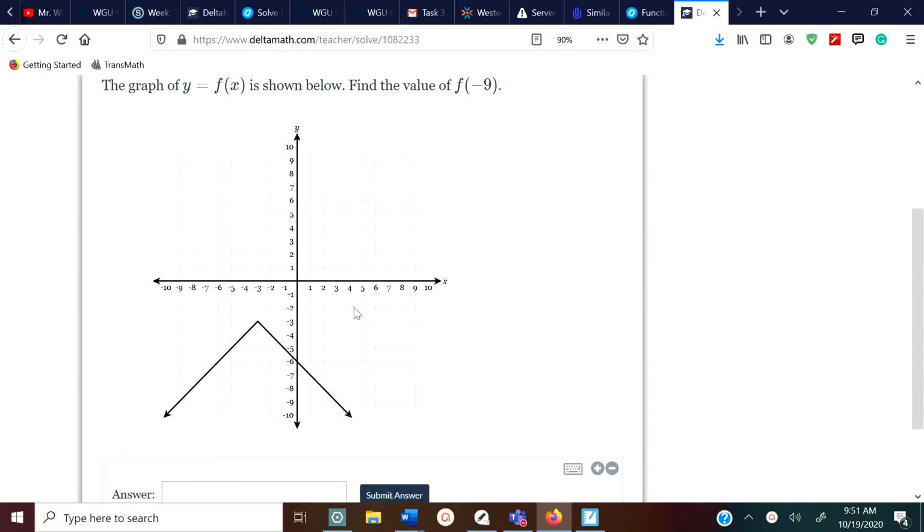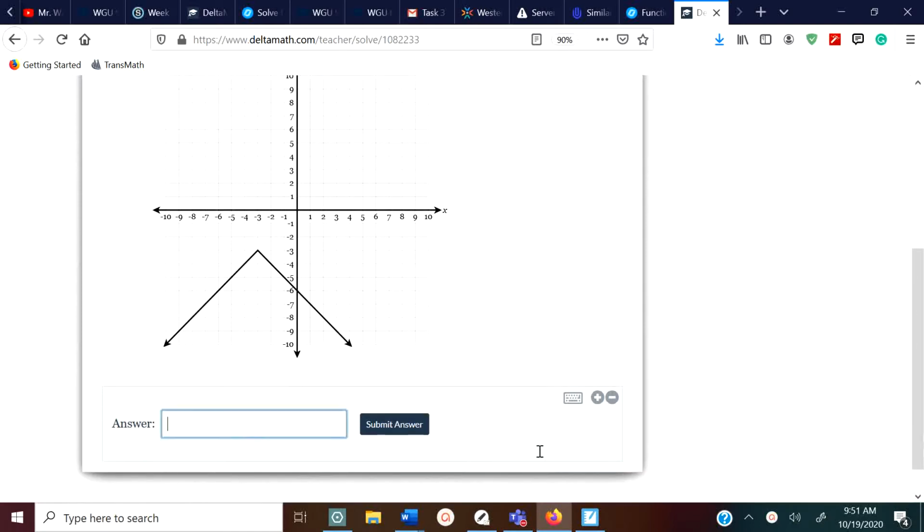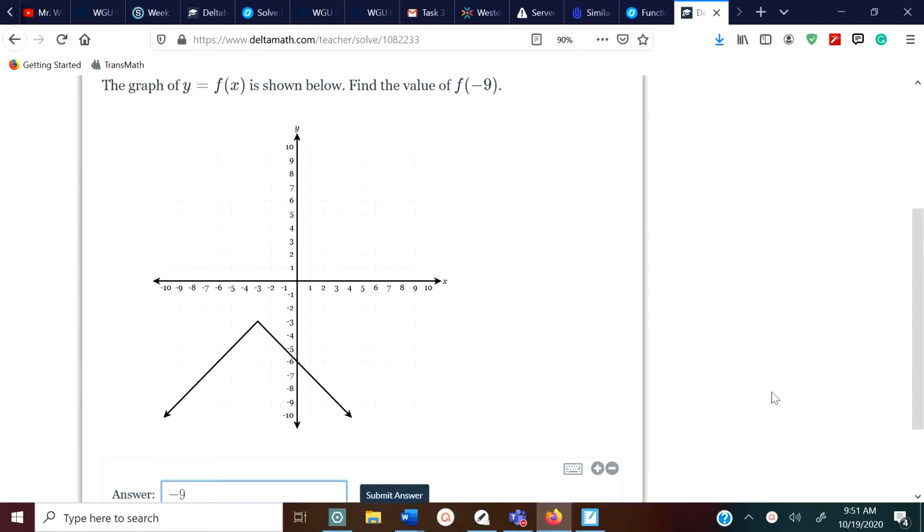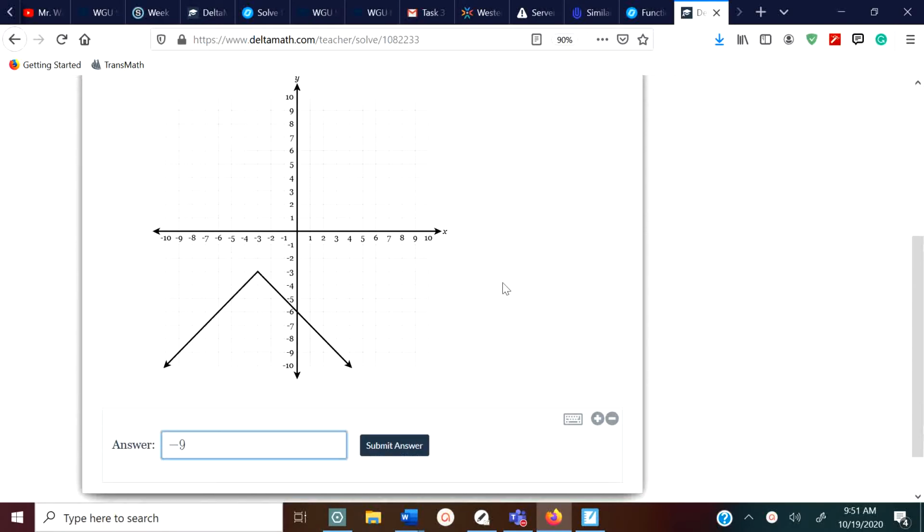We'll go on the x-axis and go all the way to negative 9, then go down until we meet a point on the graph. And we meet this point right here. So what is this point? Well, the x is negative 9. What's the y? The y is also negative 9. So you would type in negative 9. That's exactly how you do that. It's really that simple.